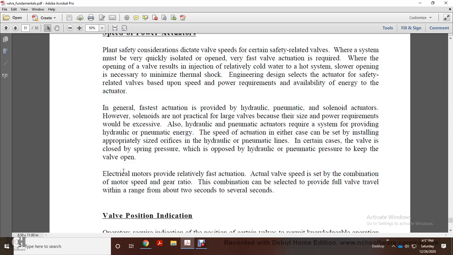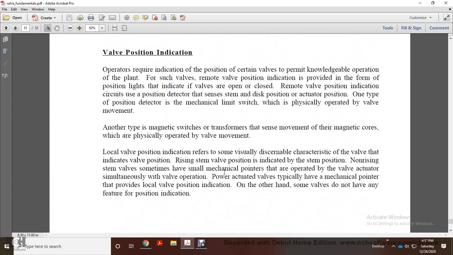Actual valve speed is set by a combination of motor speed and gear ratio. The combination can be selected to provide full valve travel in a range from about 2 seconds to several seconds.